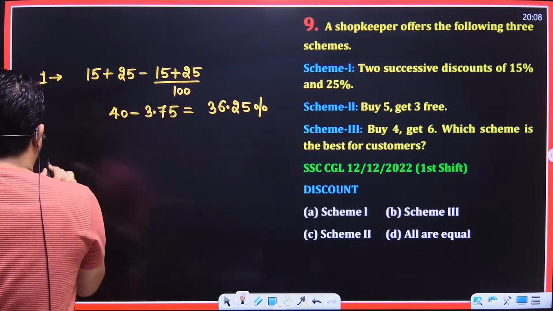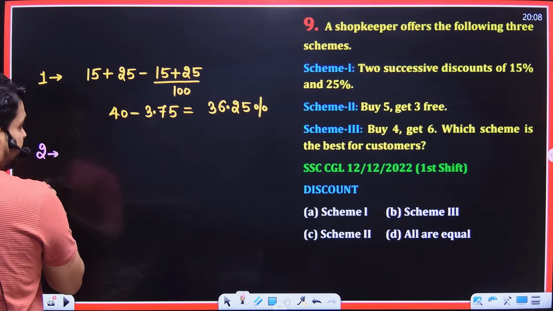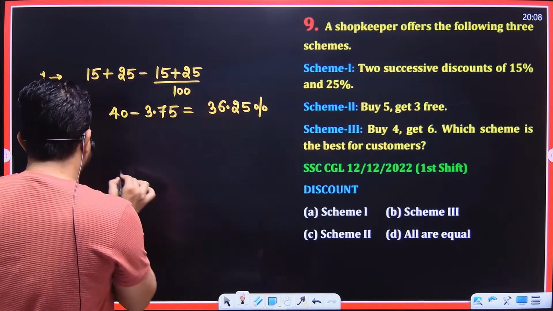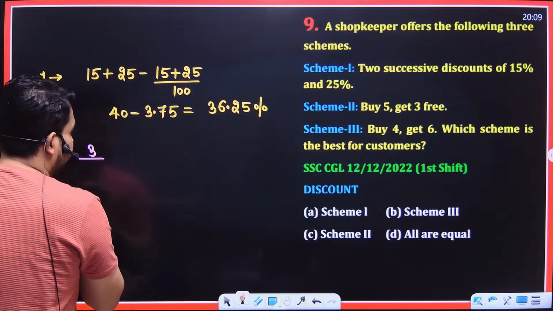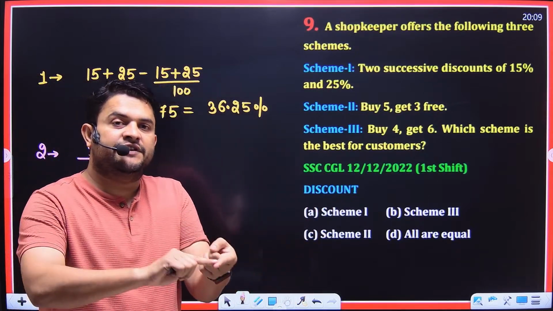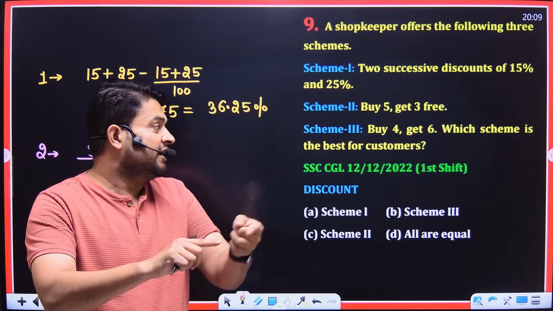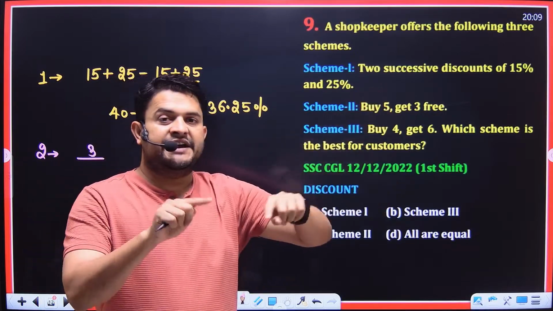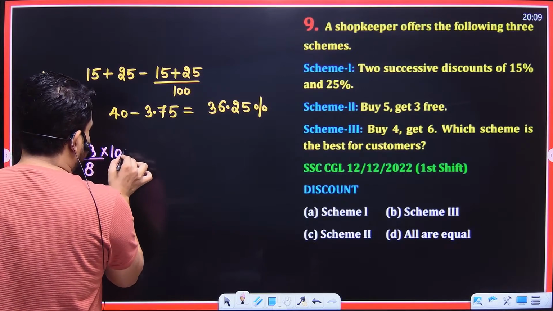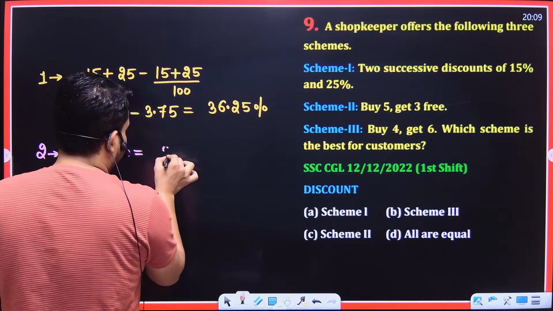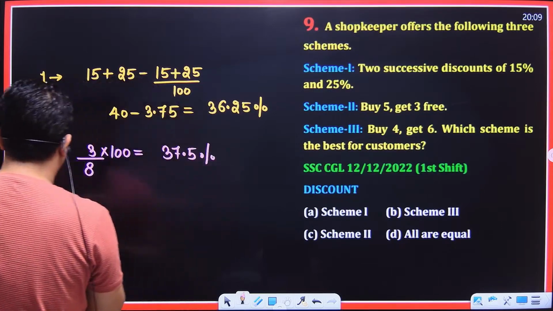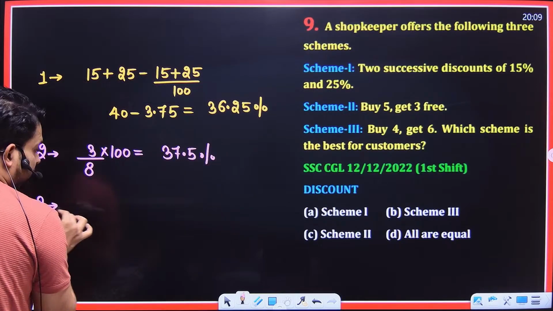Now we will think about scheme 2. What we have, buy 5 get 3 free. It means you are getting 3 free. See, if you are going to a customer's shop, you are buying 5 and he is giving you 3 free. It means he is giving you extra 3. So 5 plus 3, he is giving you 8. So he is giving 3 free on 8, into 100. And in percentage, 3 by 8 is equal to 37.5%. This one is my scheme 2.